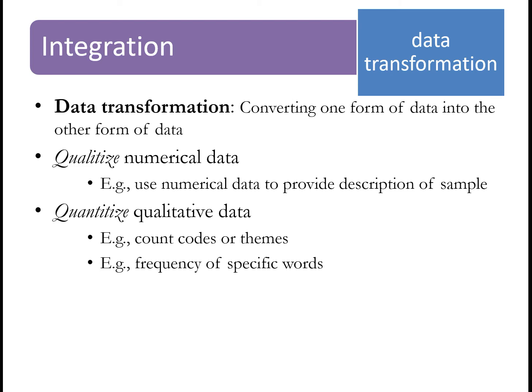And lastly, data can be integrated in data transformation. So sometimes people will collect qualitative or quantitative data and then convert it to one or the other. So, for example, you convert one form of data into the other form. You can qualitize numerical data, meaning you can use numerical data to provide a description of a sample, or explain a bit about their experience, in words.